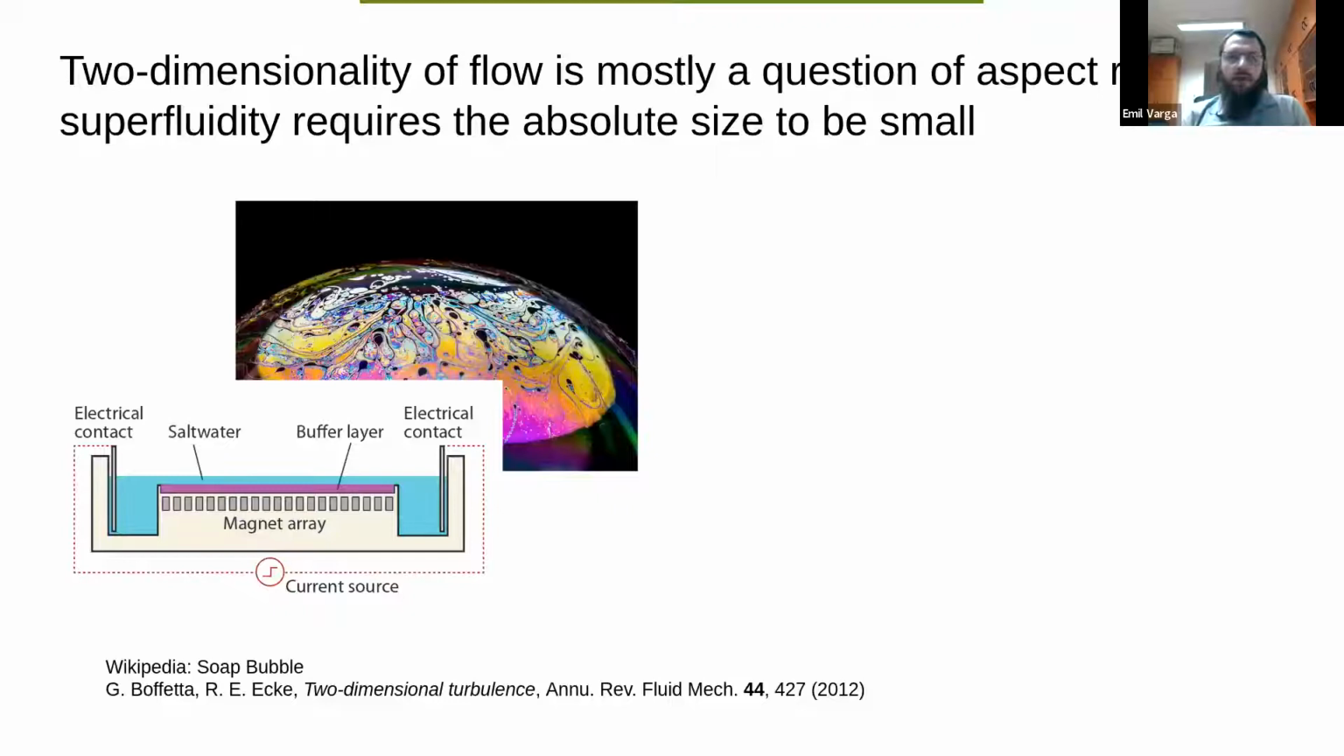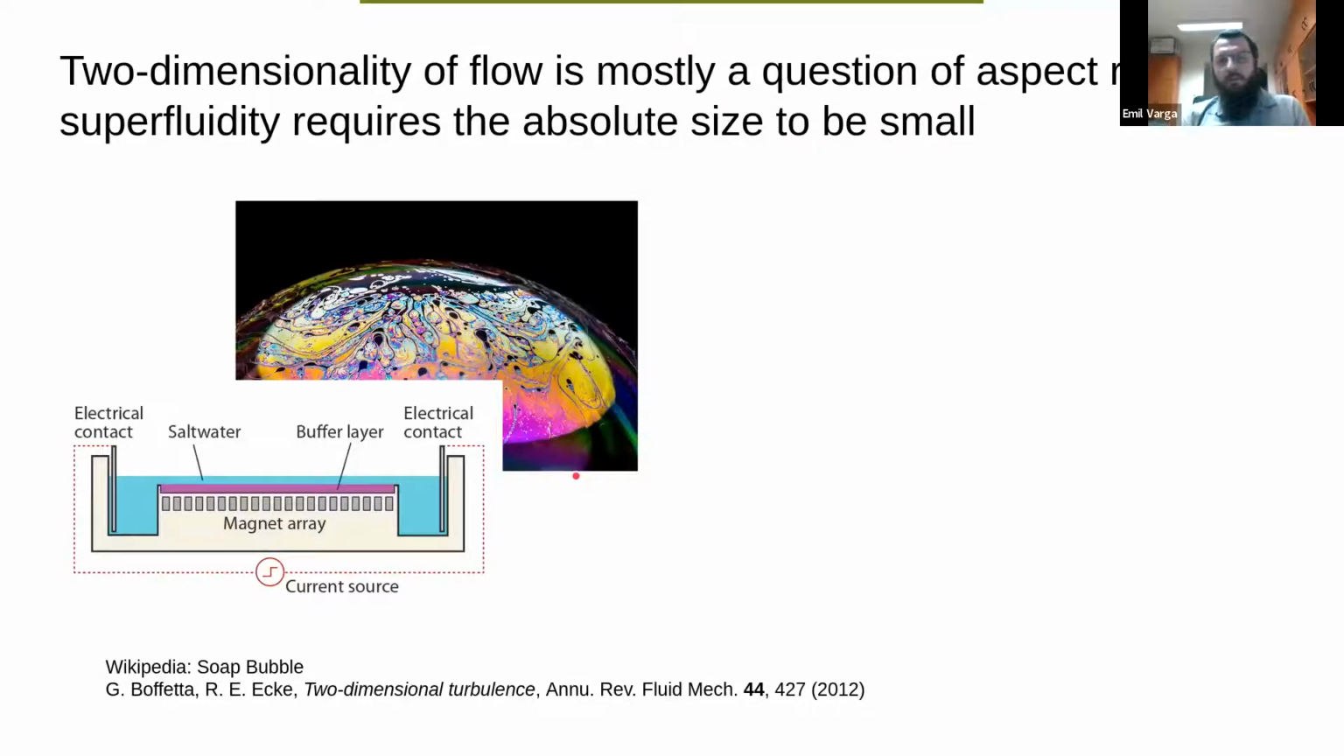Now, two-dimensionality, when we talk about flows, is mostly a question of aspect ratio. So classical examples of two-dimensional flows are quite abundant. For example, flows in a soap bubble, or in a more controlled way, we can have a thin layer of salty water, which is driven electromechanically.